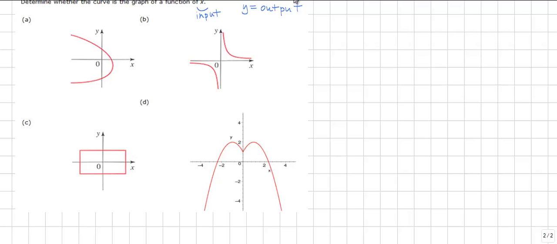You can see in the first graph that it violates this principle. Notice if I draw a vertical line through the graph, there's definitely at least one x value that produces two different y values. So here, y is not a function of x. This is often referred to as the vertical line test.